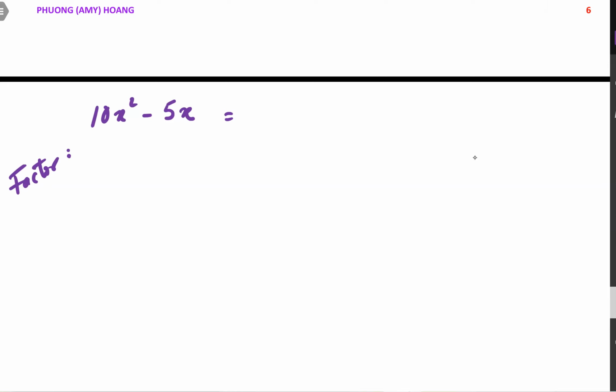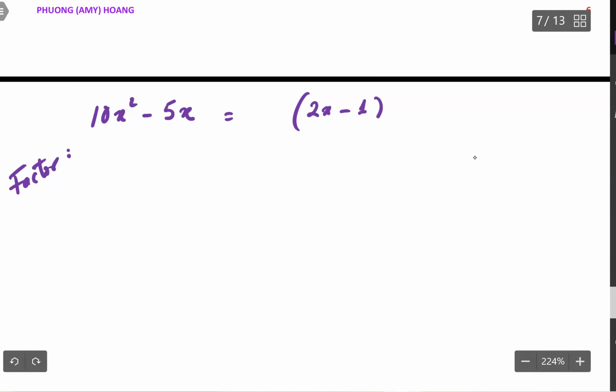So let's say I have 10x squared minus 5x. Okay, so 10x squared minus 5x. I ask you to factor this. So then you say, oh, Professor Huang, so easy, so simple. It will be 2x minus 1. Okay, so I will do that for everyone. So it will be 2x minus 1 by taking the common factor of 5x outside the bracket, right?